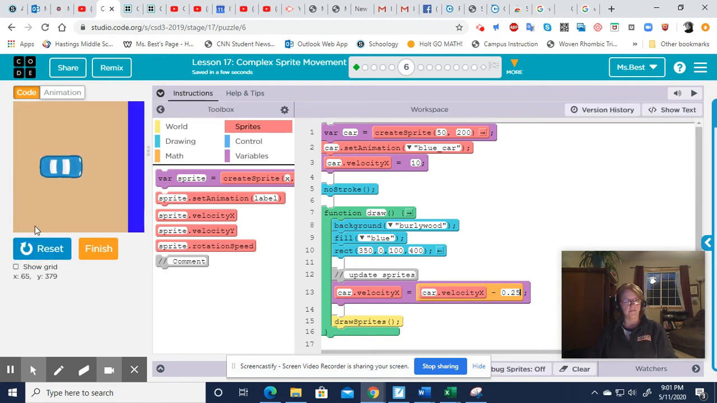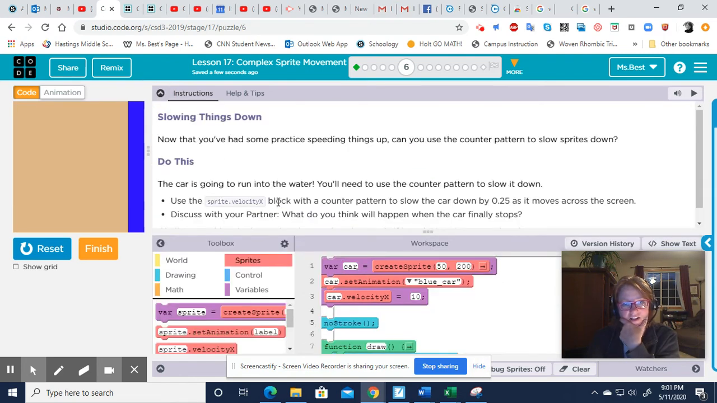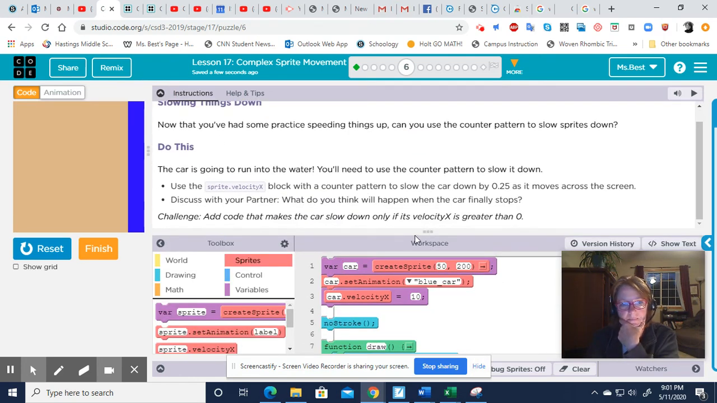Oh, I gotta hit run. Oh, wait a minute. Wait a minute. All of a sudden it goes in reverse. That kind of doesn't make sense, does it? Let's go back, look at our instructions here. Add code to make the car slow down only if its velocity x is greater than 0.